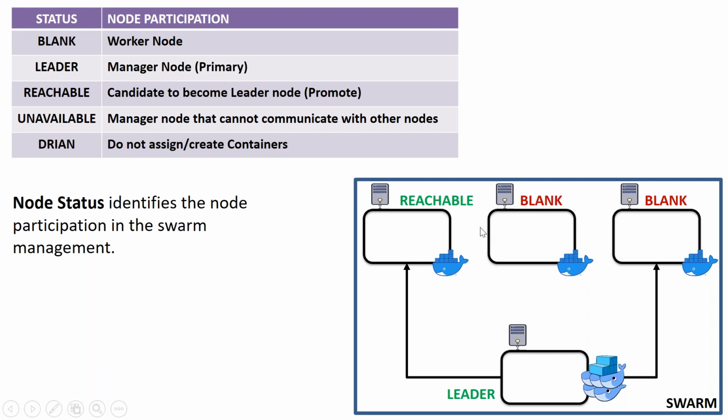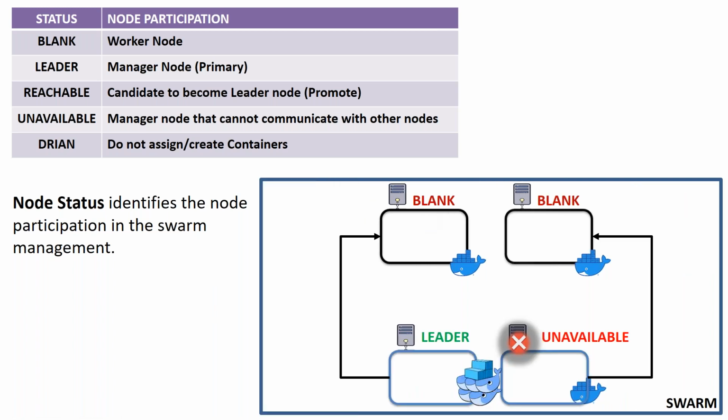So we have to understand how many manager machines in total we need and how many workers we need. Now let's assume that this leader goes down for some reason, then the state of this leader will become unavailable. Then immediately what will happen is, the reachable machine, whatever you have in the group, will take charge and become the leader. In that case, the status of this machine will change from reachable to leader.